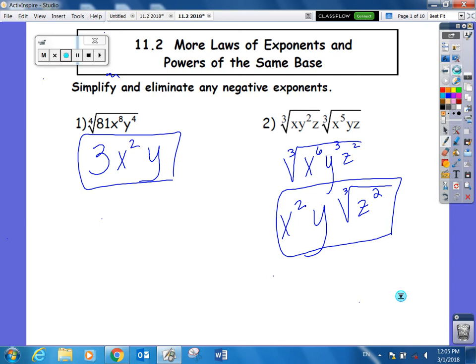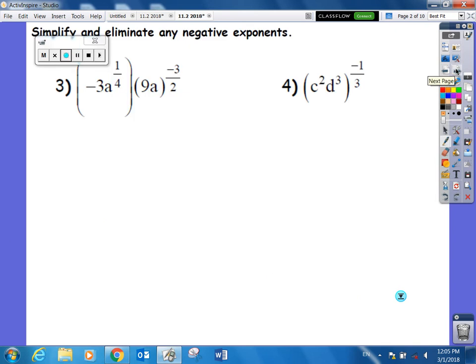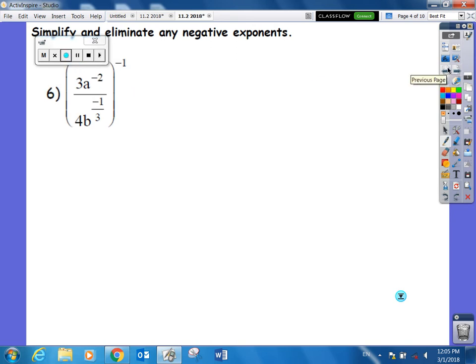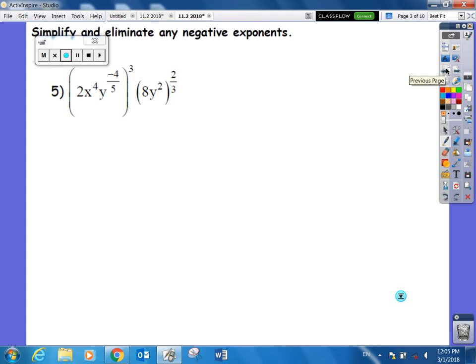So those are a little different than what we did yesterday. These are all kind of 3, 4, 5, and 6 are kind of all the same as what we did, so I'm going to do 5 and 6. If you want me to go back and do 3 and 4 with you or check it for you, I will be more than happy to do that. All right, so number 5 and 6 kind of combine everything in 4, 5, and 6.